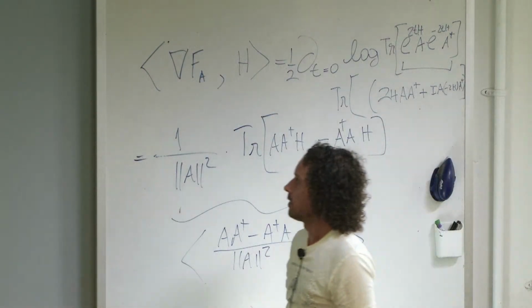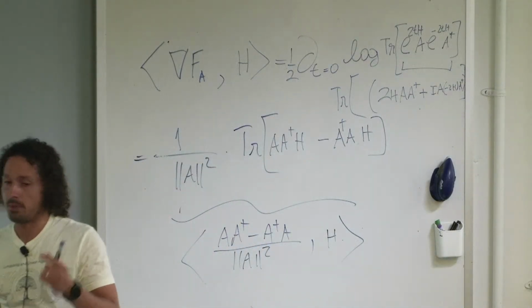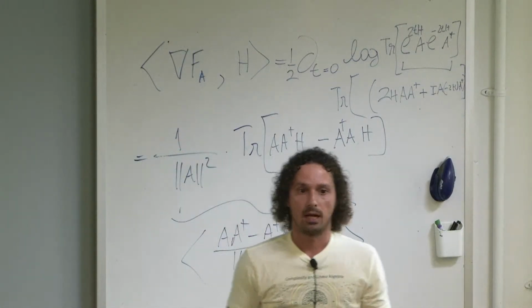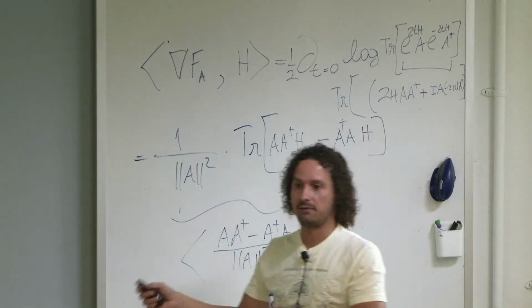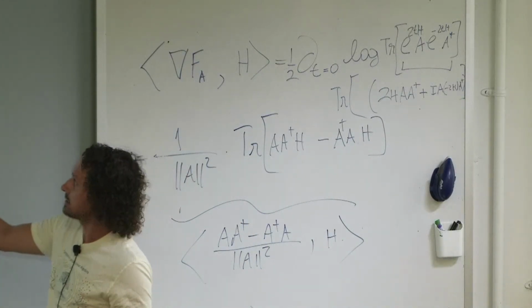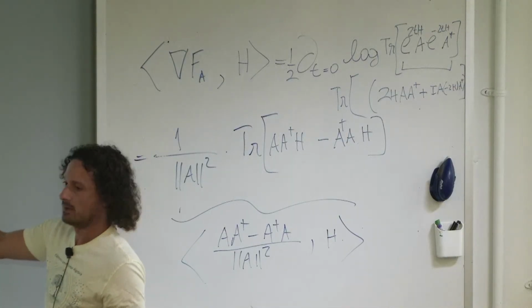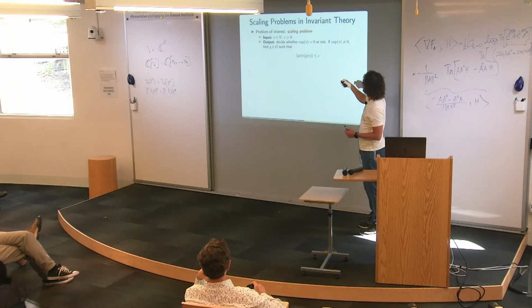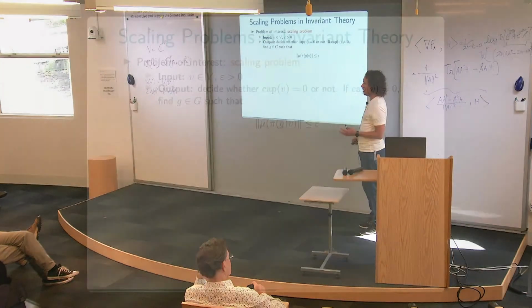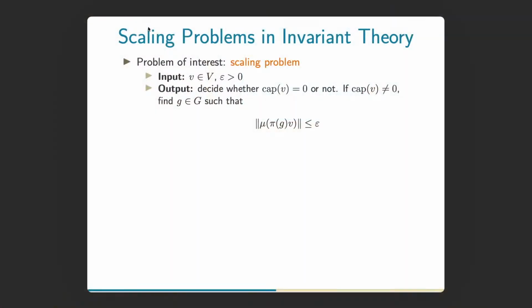So now, remember, we found that our function is convex, so minimizing the function is the same as minimizing the gradient. So now we get the equivalent problem, which is the scaling problem. Again, I have a V in my vector space. I have epsilon. I want to decide whether the capacity is 0 or not. If it's not 0, then I want to find a G that minimizes my gradient. That was exactly the matrix scaling problem, the first version. It just happens that here it comes as the second version. That's the only difference. Okay?